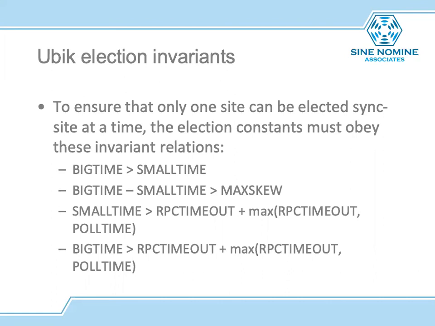Big time must be bigger than small time, and the numbers that I showed you on the previous slide obey that relationship, and I've listed some other ones there. These last two, if you take a close look, you see that small time has to be greater than a certain sum, and then big time also has to be greater than the same sum. But we've already said that big time has to be bigger than small time. So one of these is redundant. But that's just the way they're phrased in the documentation.